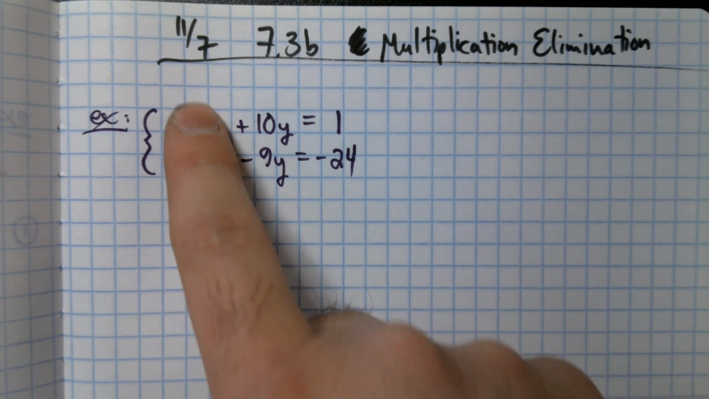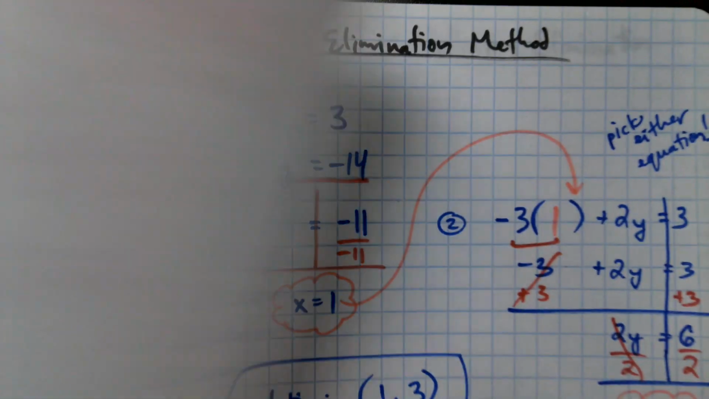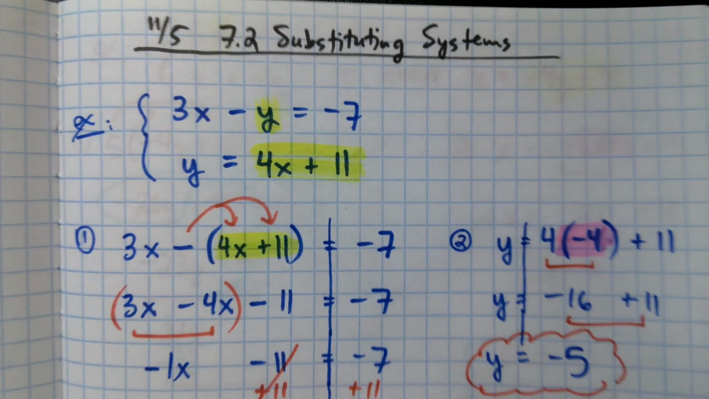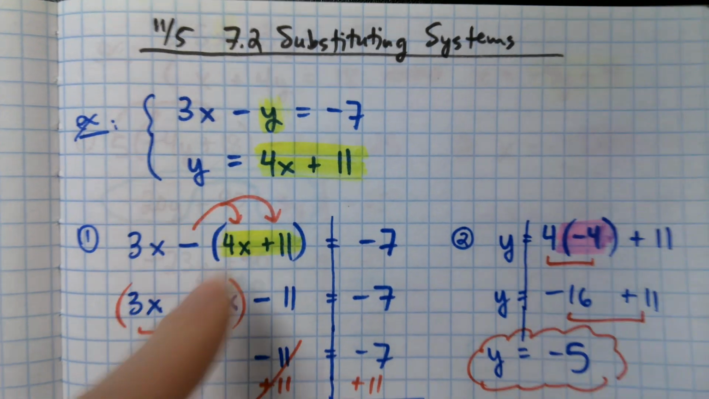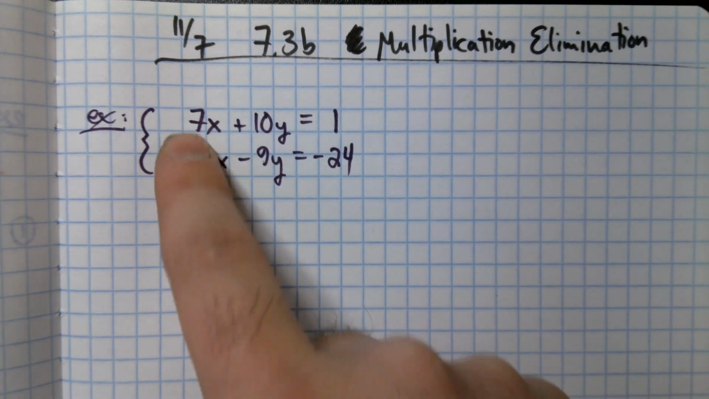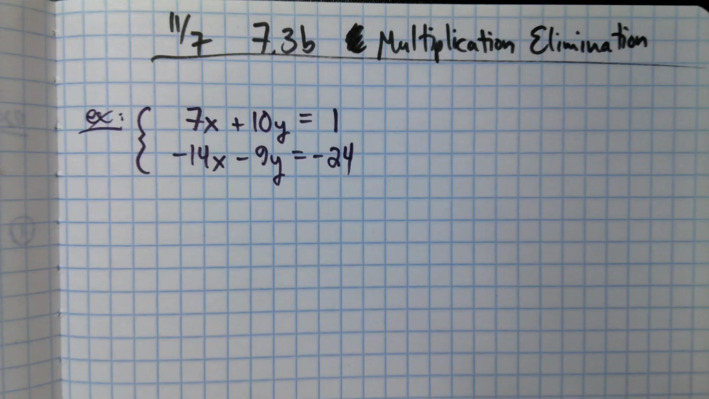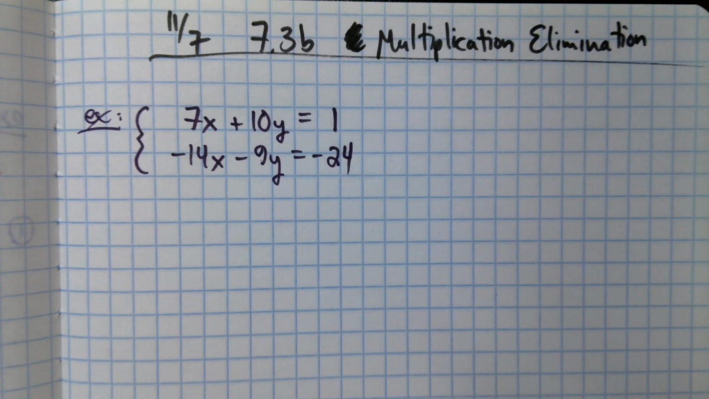I'm looking and I see a 7 and 14, 10 and 9. It doesn't look like anything's going to eliminate, right? So I'm stumped. I don't know what method I should use. I could substitute, but none of my letters are naked. They all have coefficients. So again, I'd have to divide and get some gross fractions and doing all that. Gonzalo, do you see something that I can do?